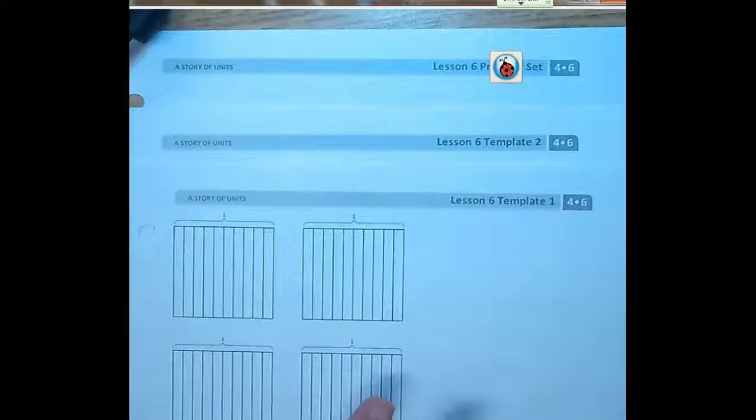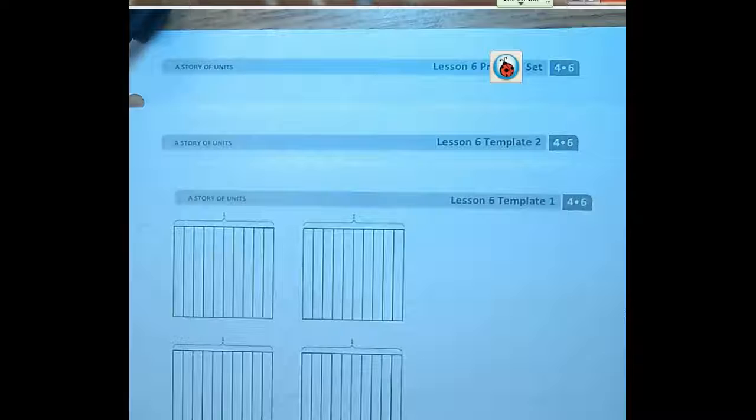All right, welcome to Module 6, Lesson 6. We're still working in decimal fractions. Today our objective is to be able to represent, using area models and number lines, what a decimal fraction with ones, tenths, and hundredths looks like.